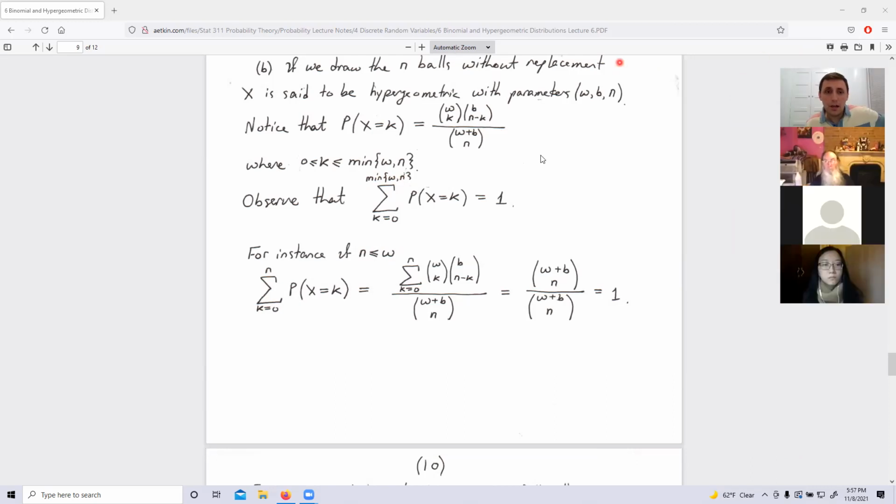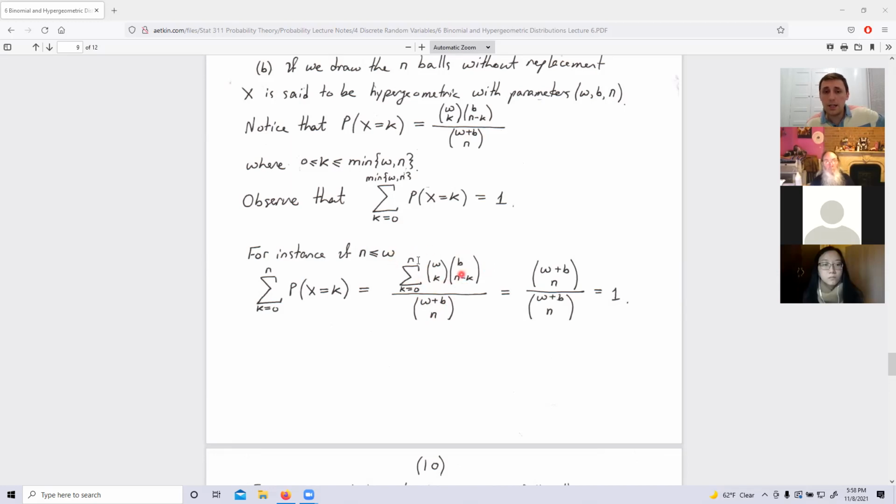Yes? Now, this summation is what, guys? If I sum the probability that X equals k, all of them have the same denominator, W plus B choose N, but we have a different number of white balls, right? So we have white from 0 all the way to N. And what is this number? What is this summation, guys?